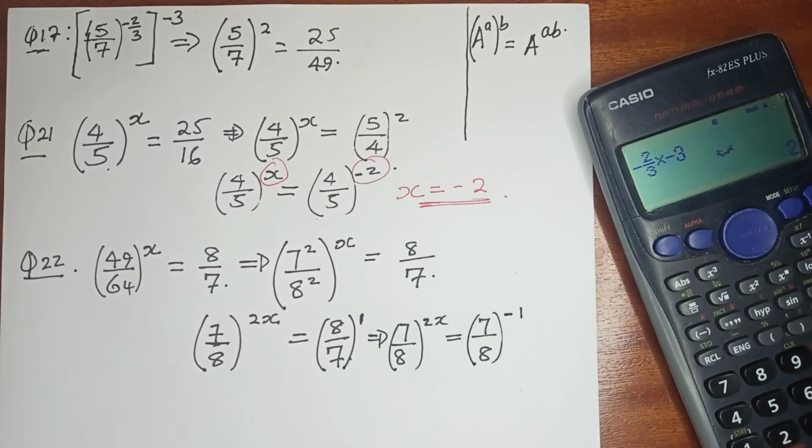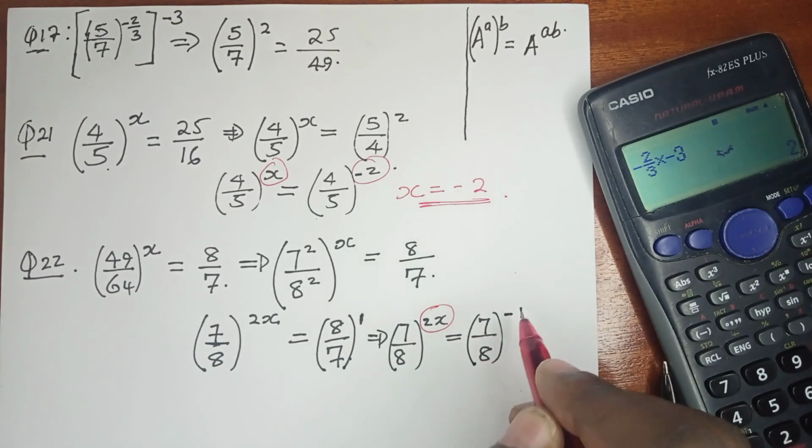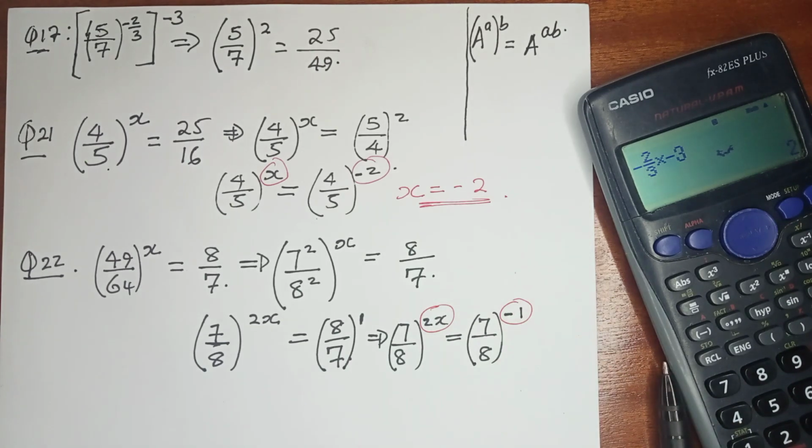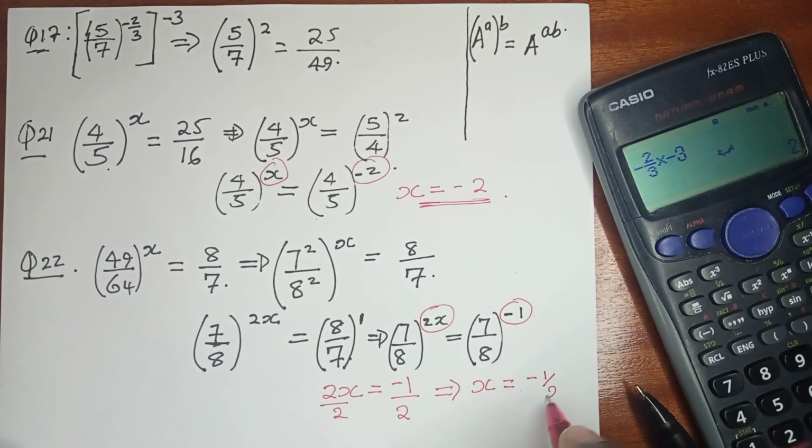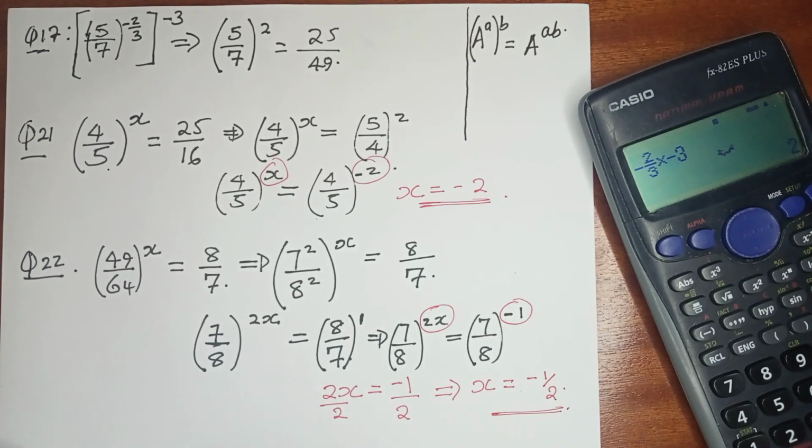And because again the left hand side is equals to the right hand side and the bases are the same, automatically it follows that these indices have to be the same. And we can just extract that and have 2x must be equals to -1, dividing both sides by 2, and we find our x is equals to -1/2. And those are the solutions to those 3 questions.